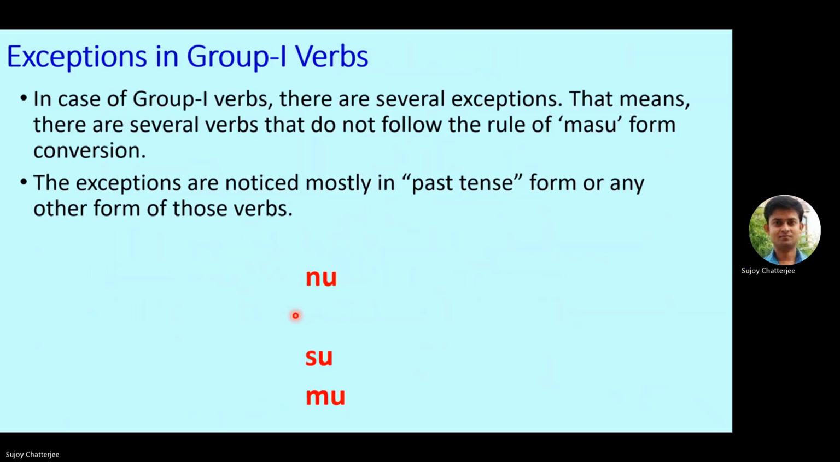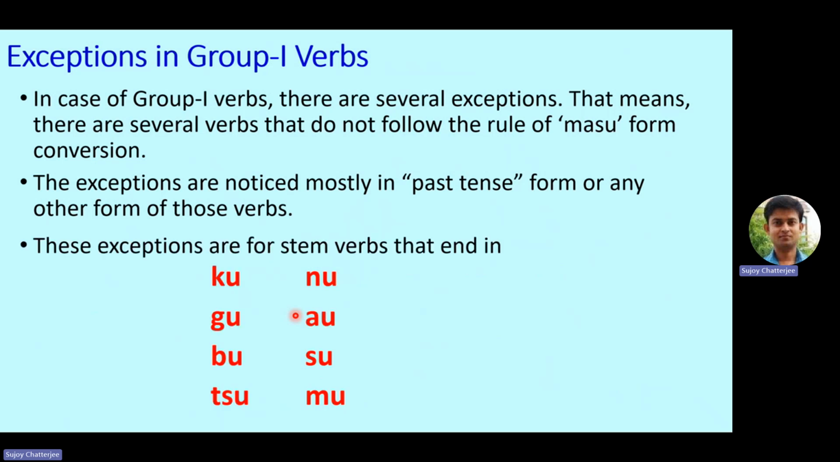So now, exceptions in group 1 verbs. There are always certain exceptions when we deal with any kind of grammar in any language. There cannot be a language in which there are no exceptions. So even though there are rules, there are definitely exceptions in everything. So here as well, group 1 verbs is no exception. In case of group 1 verbs, there are several exceptions. That means there are several verbs that do not follow the rule of masu form conversion that we just discussed.